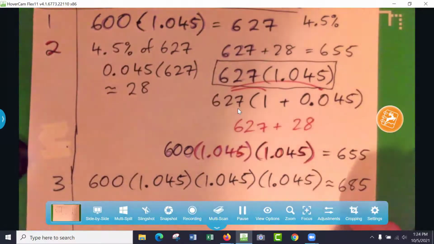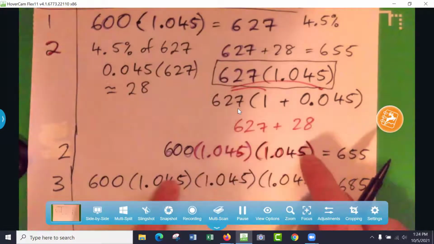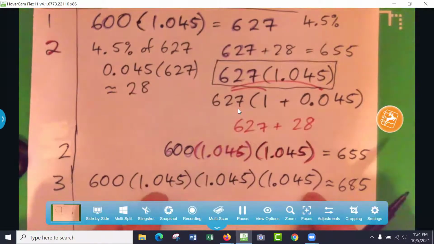So that is correct. That's the second year. So this is year 2, and we multiply by 2 of them. This is year 3, multiply by 3 of them. Are we understanding that this is actually a cool thing that will actually work?